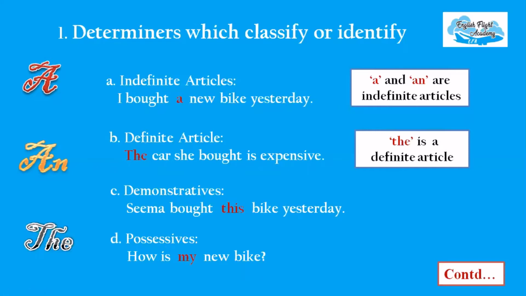Determiners make it very clear, for example, which particular thing we are referring to or how much of a substance we are talking about. All that is done by a determiner.